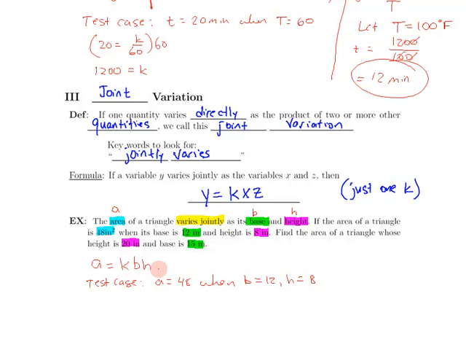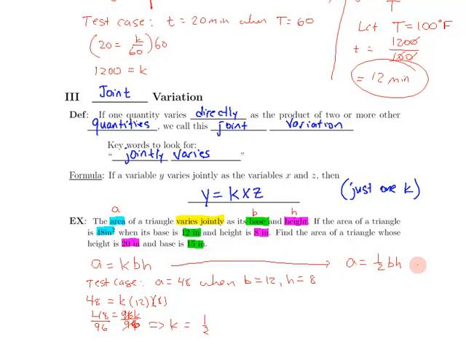So plug all those into your variation equation. 48 equals K times 12 times 8. So 48 equals 96 times K. Dividing both sides by 96 and simplifying means that K is 1/2, right? Just take 48 out of both the top and bottom. That's what you end up with, 1/2. So the area of a triangle is equal to 1/2 base times height.